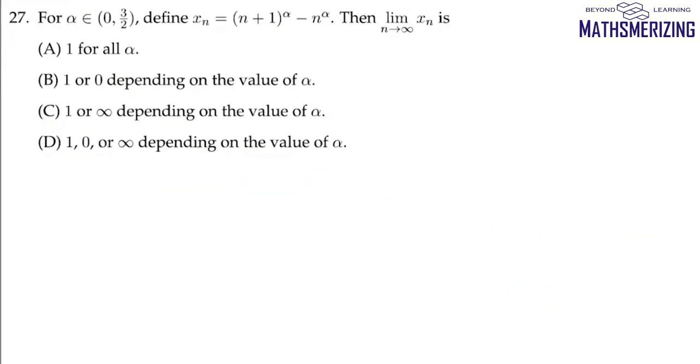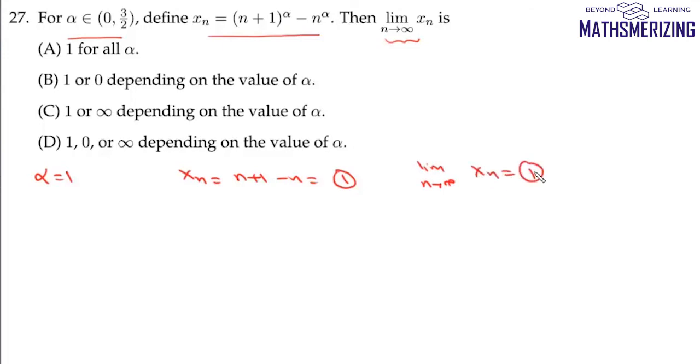Now question number 27 is, for alpha belongs to (0, 3/2), define x_n as (n plus 1) to the power alpha minus n to the power alpha. We need to find the limit n tends to infinity of x_n. Now if the value of alpha is 1, then clearly in that case x_n will be n plus 1 minus n, which is 1, and if we take this limit n tends to infinity, simply it'll be 1.